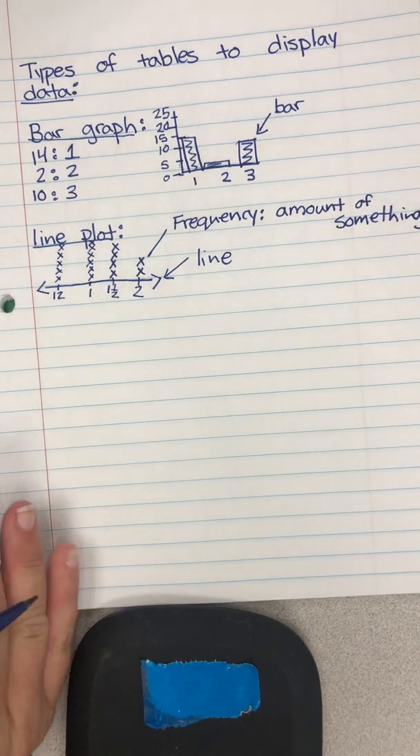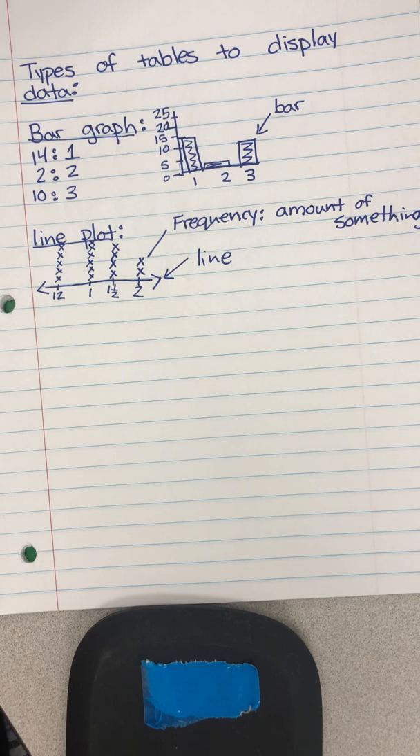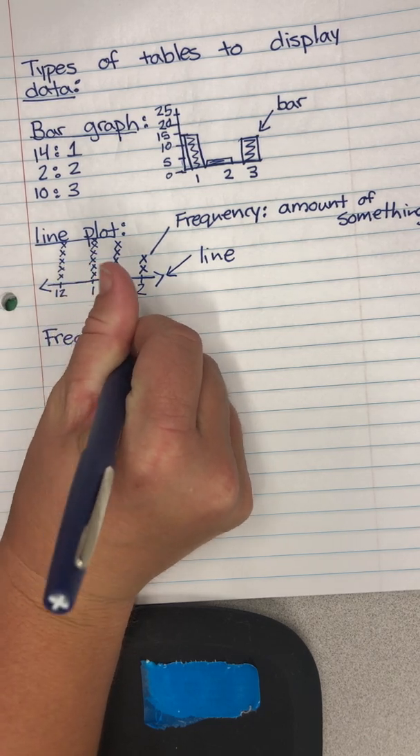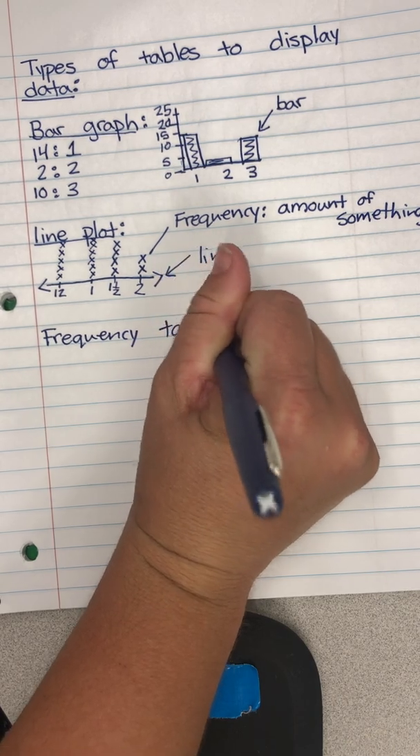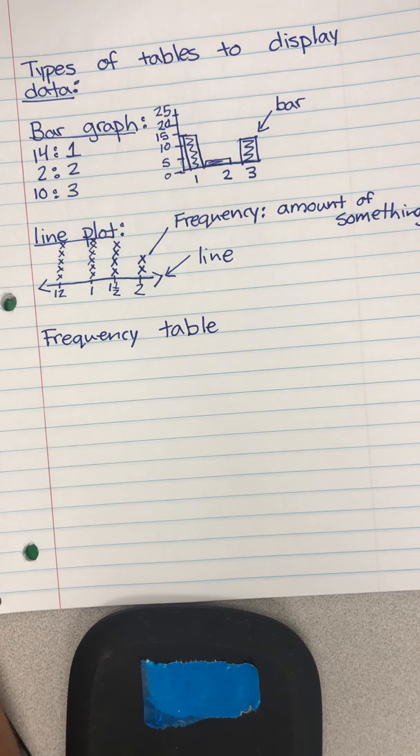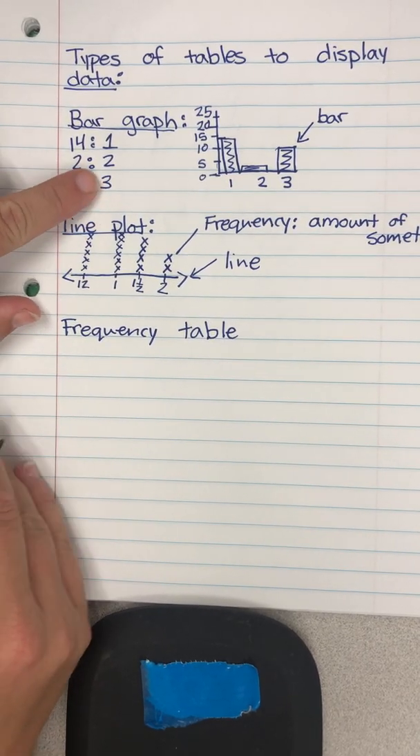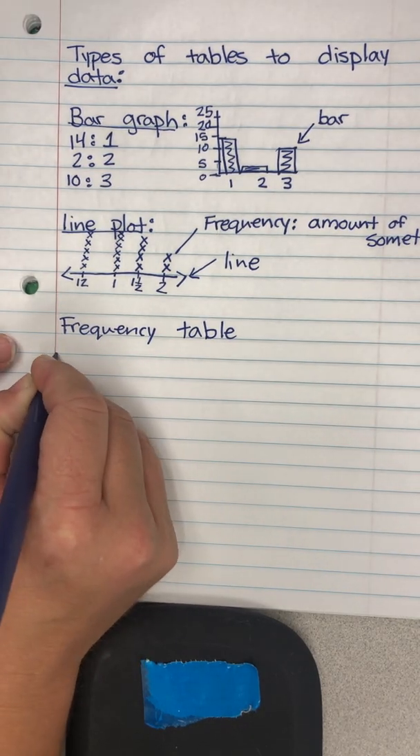All right, our next one is a frequency table. So a table frequency is a table that shows the amount of something. Let me find my example. So we can use this up here. We'll use the bar graph's information. So frequency table. So it's kind of like a table that you would draw.